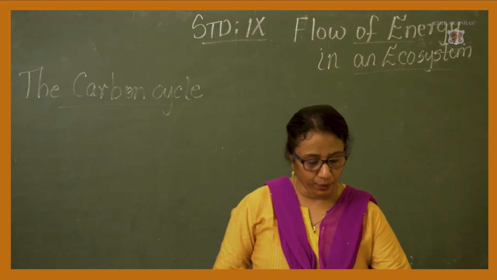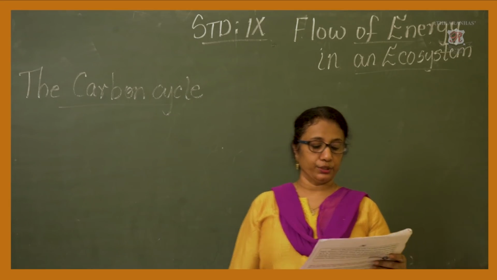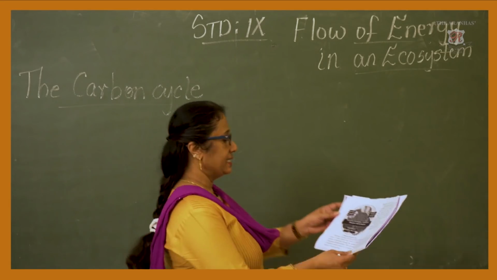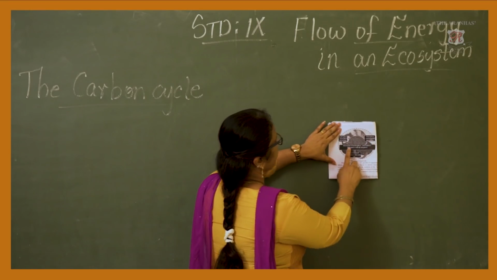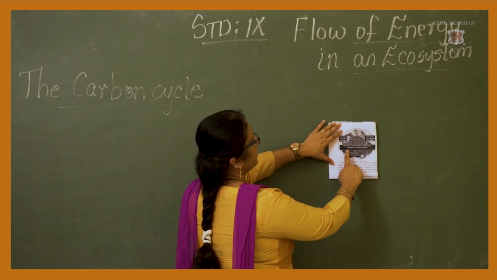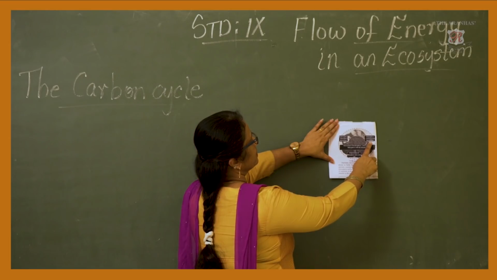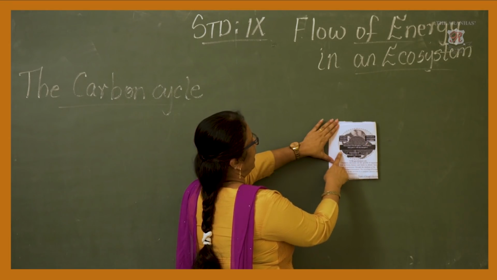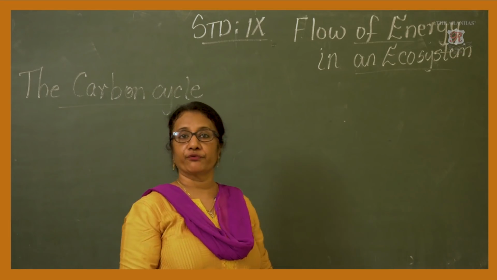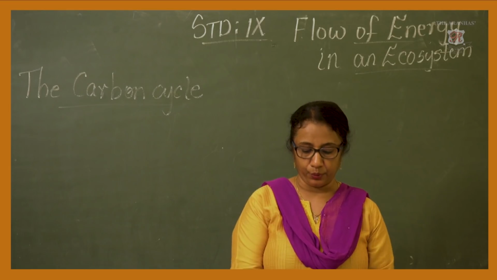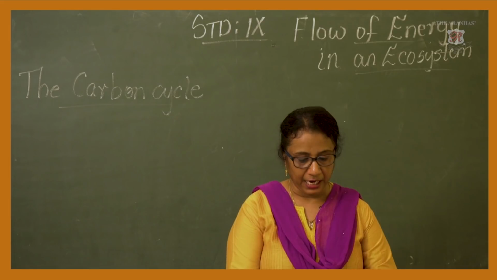Before I proceed to the carbon cycle, I just want you to know the biogeochemical cycle. In the textbook you have been given a diagram. It is the interaction of the hydrosphere, atmosphere and lithosphere with the biosphere, including the conversion of the lithosphere into rocks and soil. The weathering of rocks and all those things also come up there. Remember that, children.